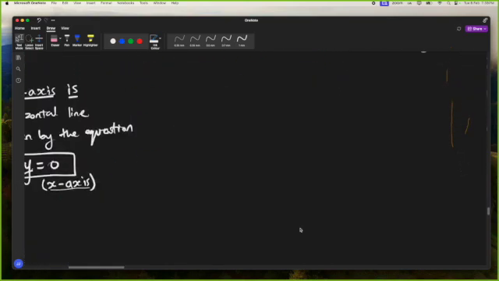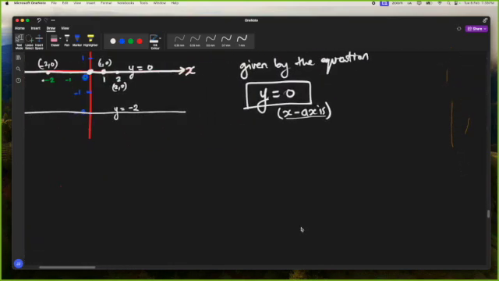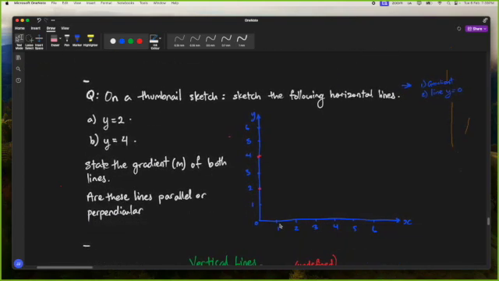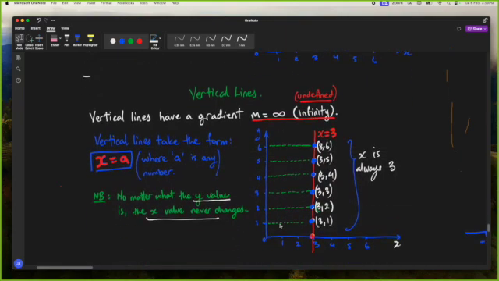Nice. The last one we're going to talk about is vertical lines. All right, so this is just an idea here. Vertical lines have a gradient of m is infinity. That is, the gradient is undefined. We don't know what the gradient of a vertical line is. It's so steep.